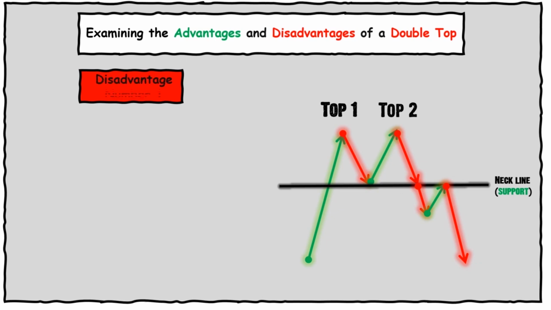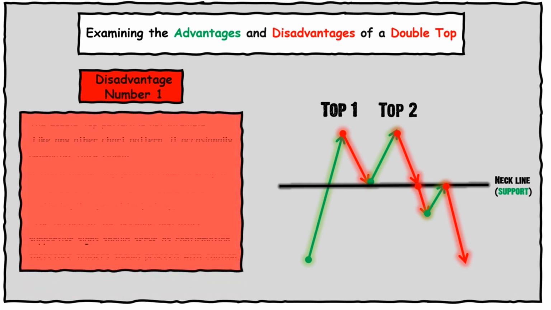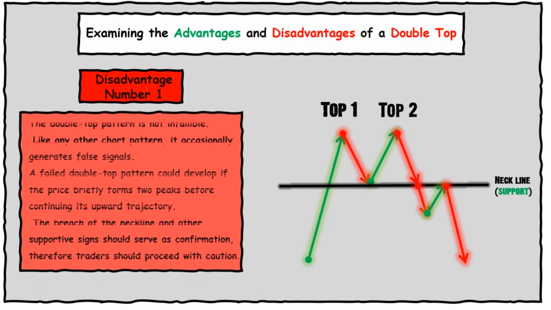Disadvantage number 1. The double top pattern is not infallible. Like any other chart pattern, it occasionally generates false signals. A failed double top pattern could develop if the price briefly forms two peaks before continuing its upward trajectory. The breach of the neckline and other supportive signs should serve as confirmation, therefore traders should proceed with caution.